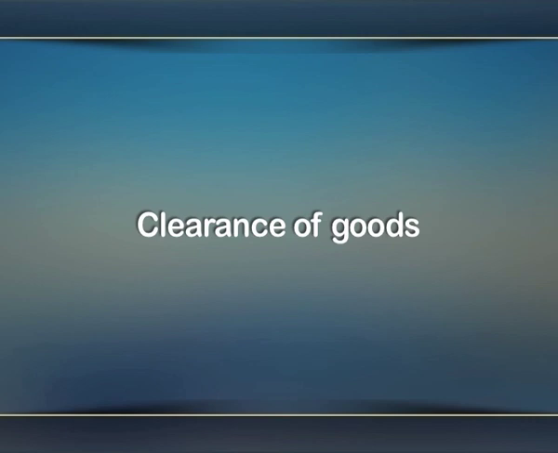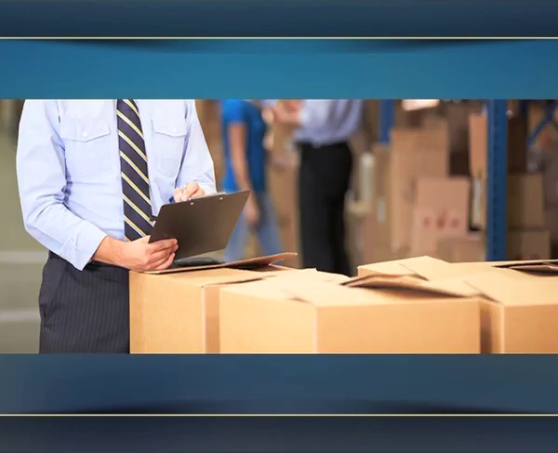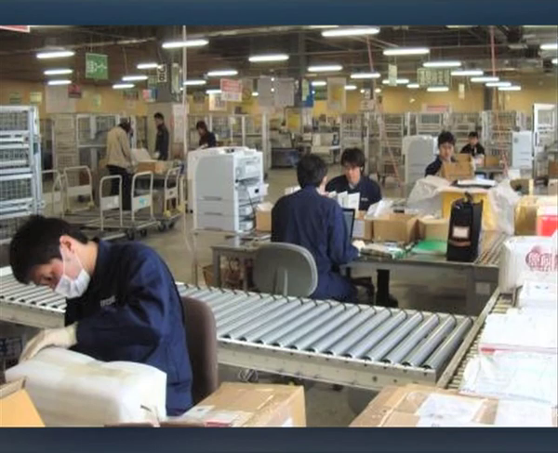Clearance of goods. After the payment of duty, the original copy of bill of entry is retained in the customs house and the importer obtains the duplicate copy of bill of entry. If the description of the goods is found to be correct on the basis of declared and accepted particulars, clearance of goods is allowed by the appraiser.